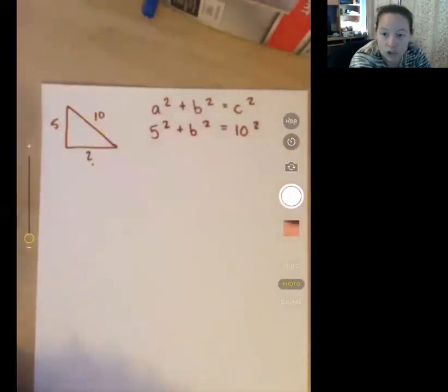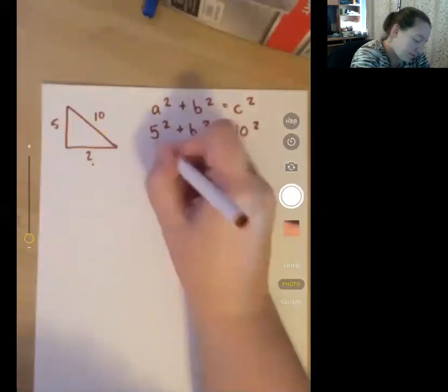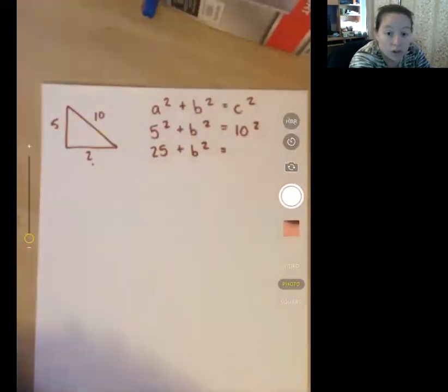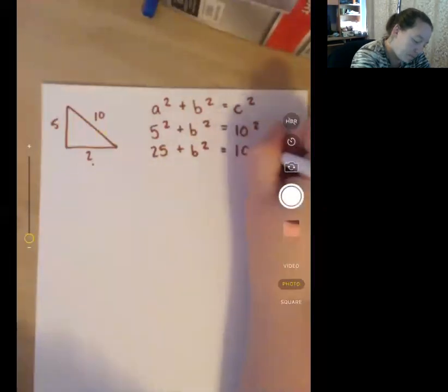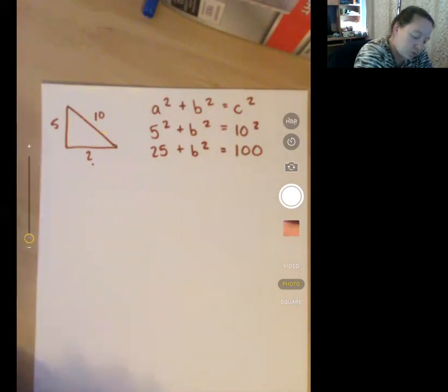So once again, I'm going to use PEMDAS and do my squares first. 5 squared is 5 times 5, which is 25, plus b squared is equal to 10 squared, 10 times 10, which is 100. Now I have 25 plus b squared is equal to 100. The 25 is bothering the b, so I'm going to get rid of that first. It's a positive 25, so I'm going to subtract 25 from both sides to get rid of it.